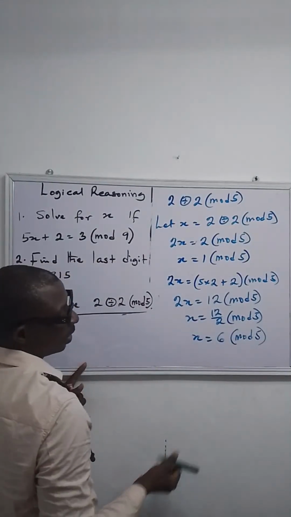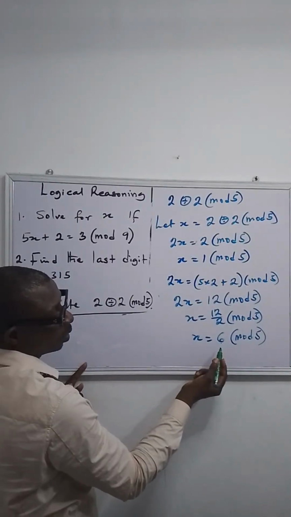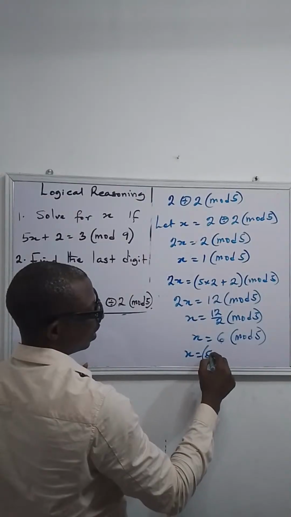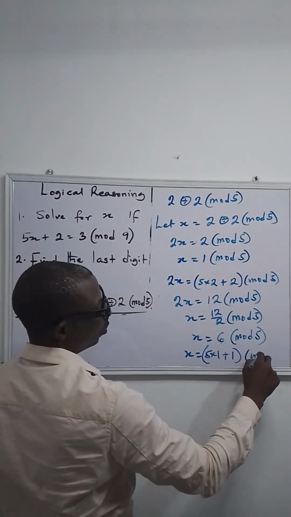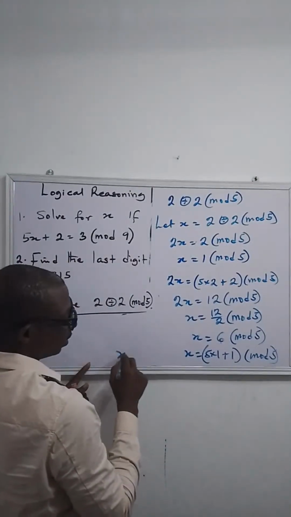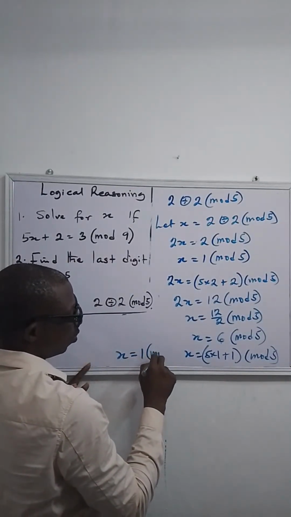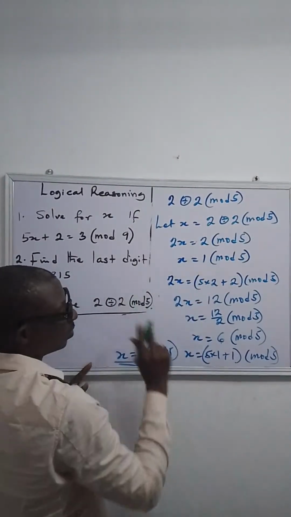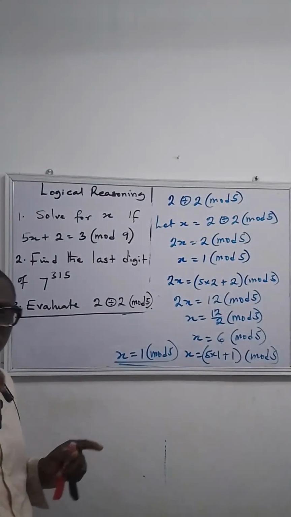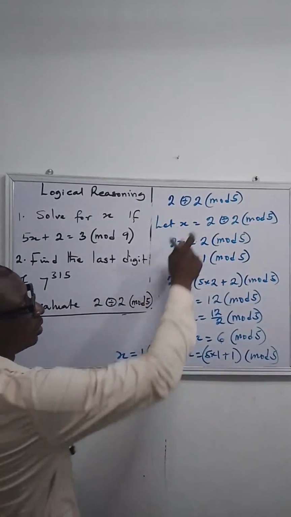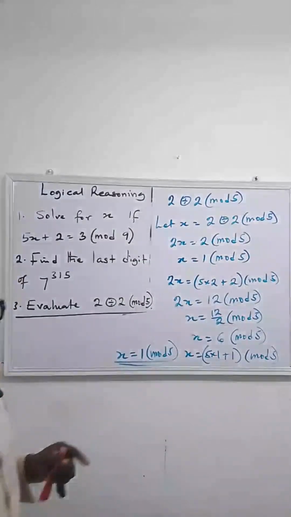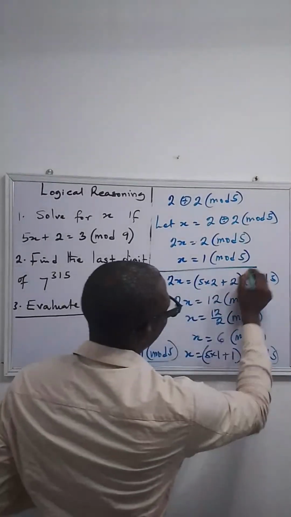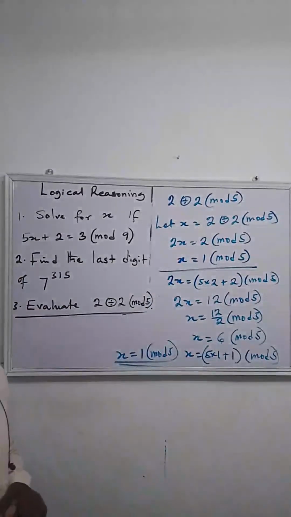Now, you can't leave your answer like this because your answer is bigger than the mode. So now we have this as 5 times 1 plus 1 in mode 5. So as you can see, x equals 1 mode 5. So you can see we have the same answer back. The implication of that is we only have one single solution for this expression. So the answer is x equals 1 in mode 5.